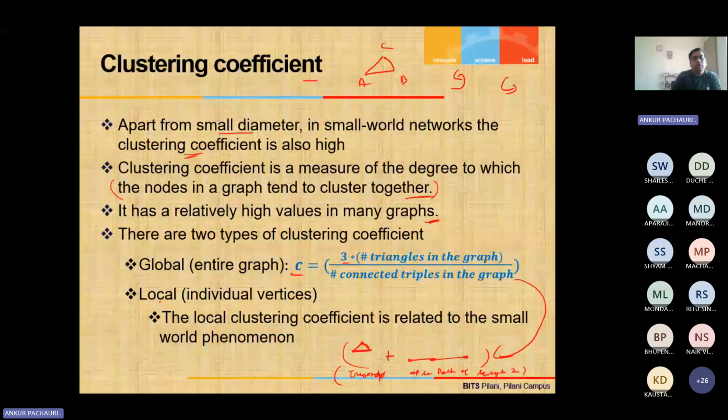So that is the global one, related to the entire graph, and there is the clustering coefficient related to the individual vertices, the local clustering coefficient. Relating to the small world phenomenon, how about the path length? Small world phenomenon means the path length of that node to every other node of a graph. The eccentricity of that vertex will be related to its local clustering coefficient.